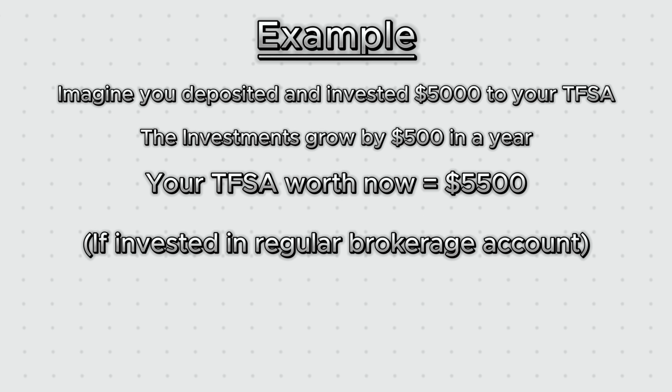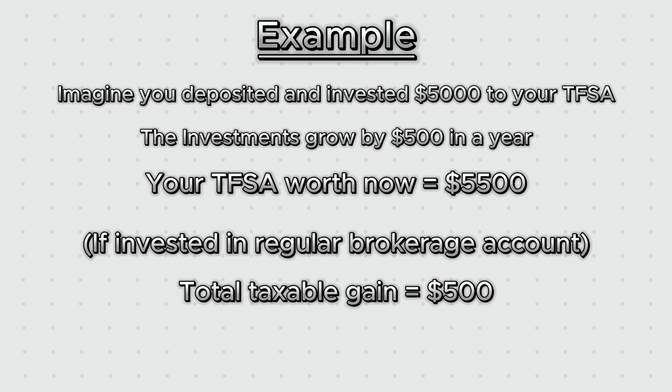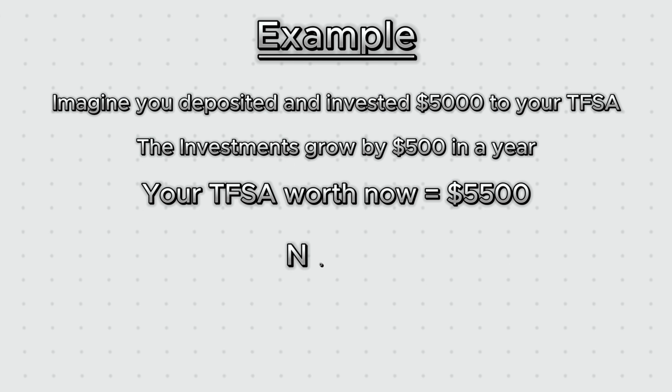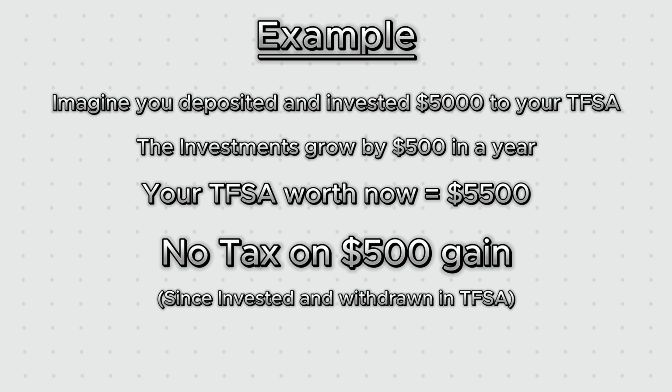Normally, if you withdraw your invested money in a regular brokerage account, you'll have to pay a tax on the gains that you make, which in this case would be a tax on $500. This gain is called capital gains, and any tax you pay on these gains is known as capital gains tax. But since you invested your money in a TFSA and the growth of investments happens in your TFSA, you won't pay any taxes on that $500 gain.